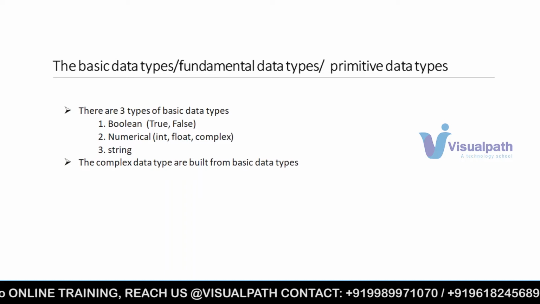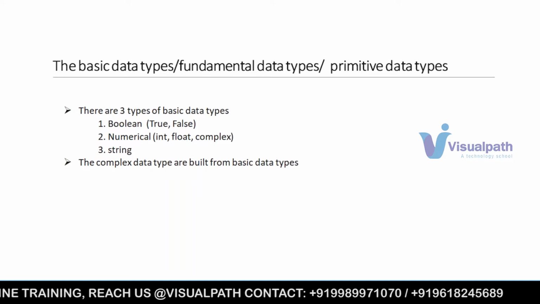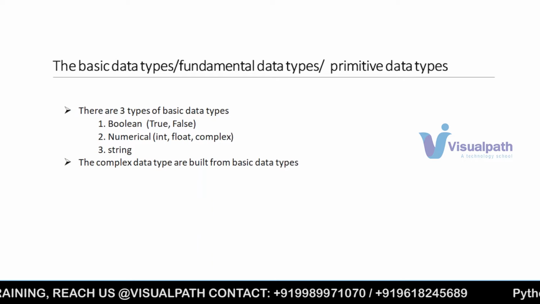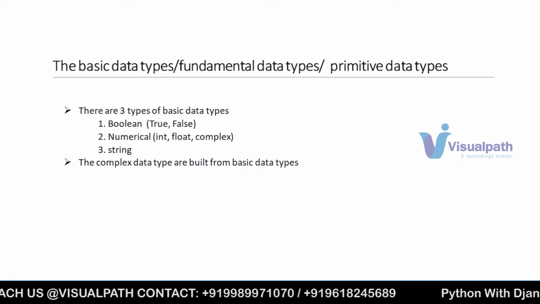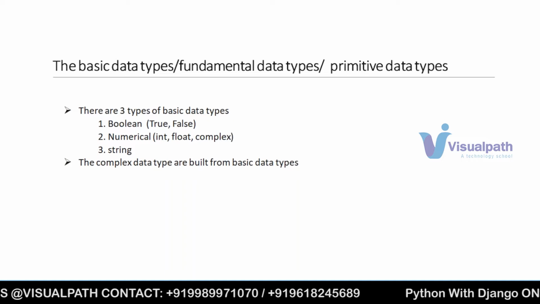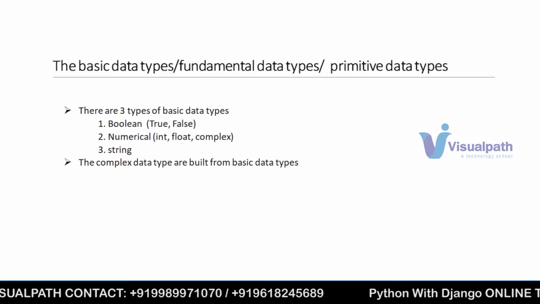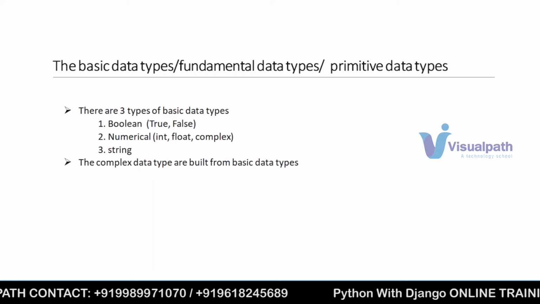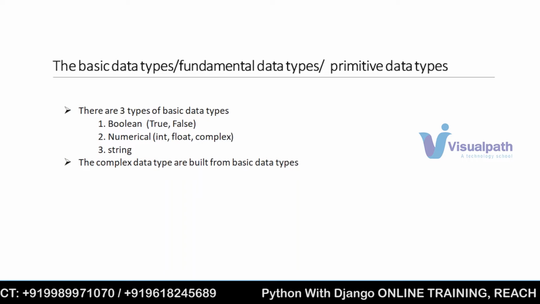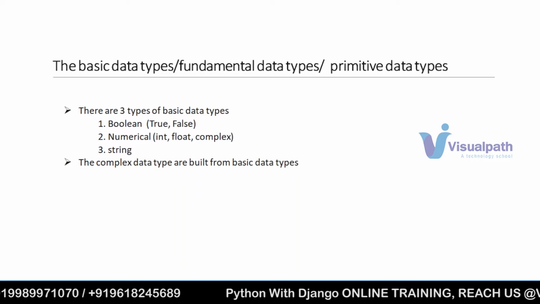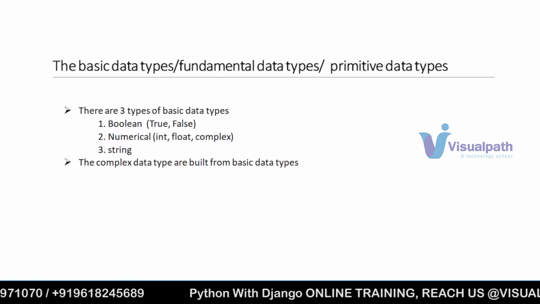And the second type is complex data types. Don't compare this with the numerical data type complex, which is different from these complex data types. Complex data types are built on these basic data types. So fundamental data types are Boolean, numerical, and string. Done, noted these things?